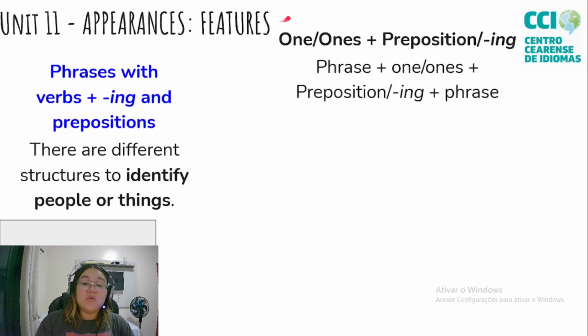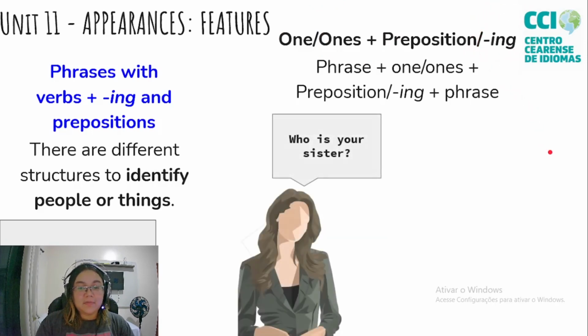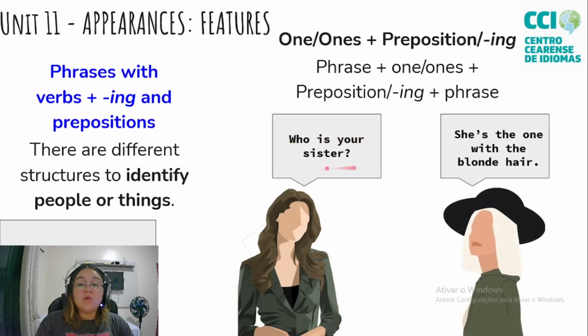Here we have another way to talk about people when we want to describe them. It's using the word one, or ones if it's plural, plus the preposition or the verb with the ing form. Let's see the example. So, who is your sister? The woman will answer, she is the one with the blonde hair. She doesn't have to say she is the woman with the blonde hair. She just says she's the one with, right, the preposition with, the blonde hair, the phrase.